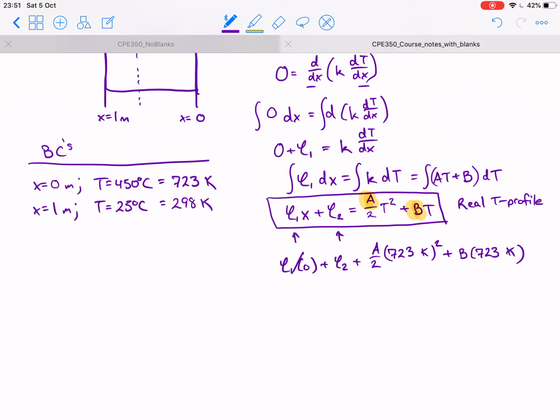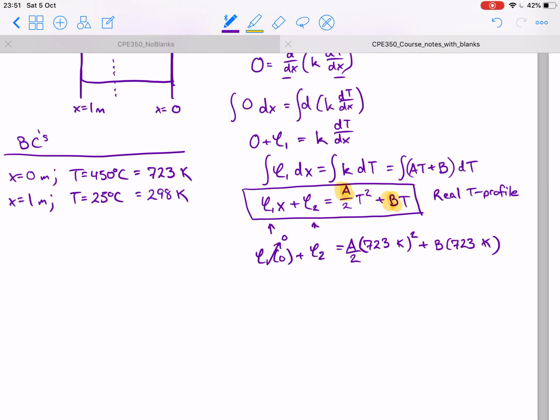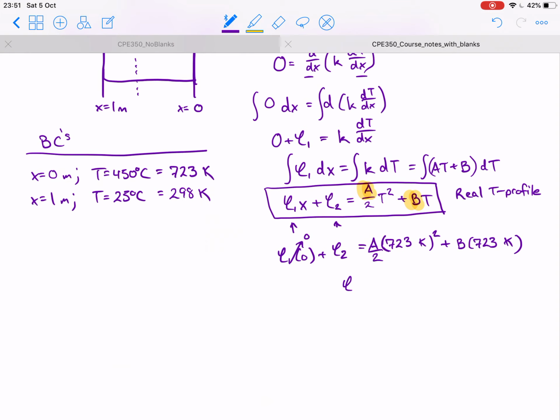And as promised, we lose our C1 term. So, sorry, that's an equals. There we go. So at this point, we can solve directly for C2 because we have values for A and B that are given up here. They're constants. And so if we go ahead and just compute that, we get C1.